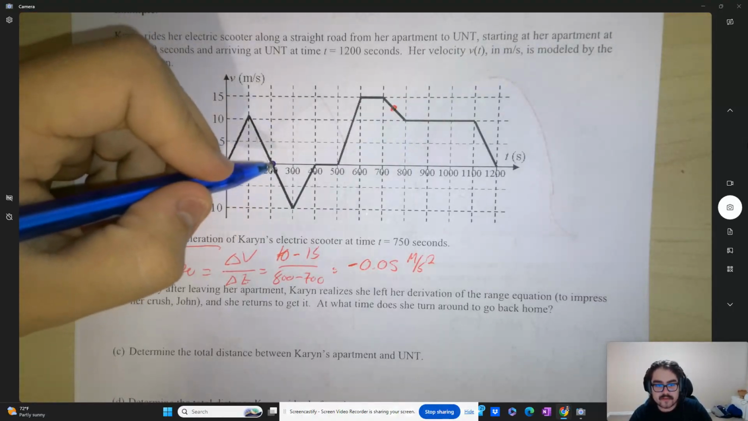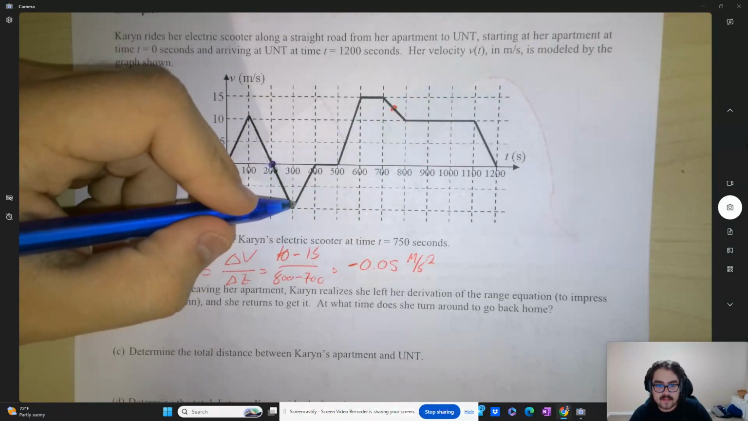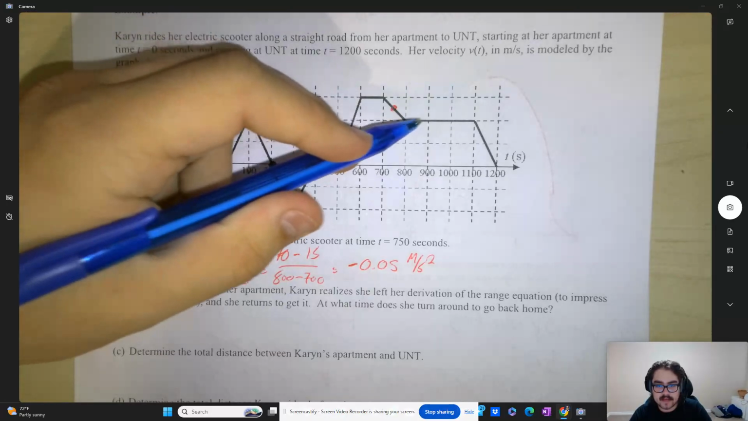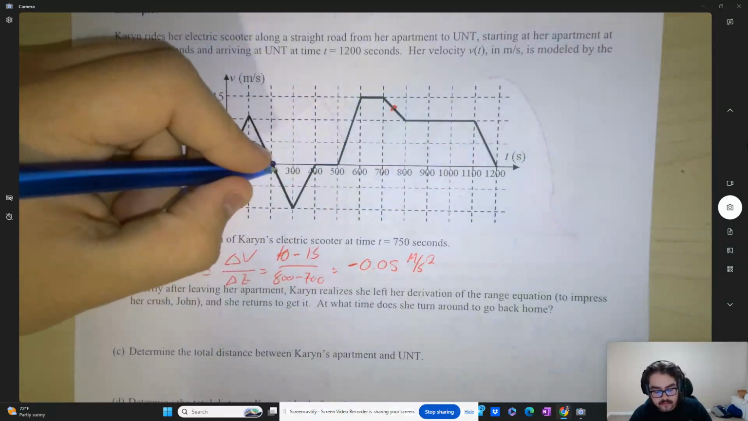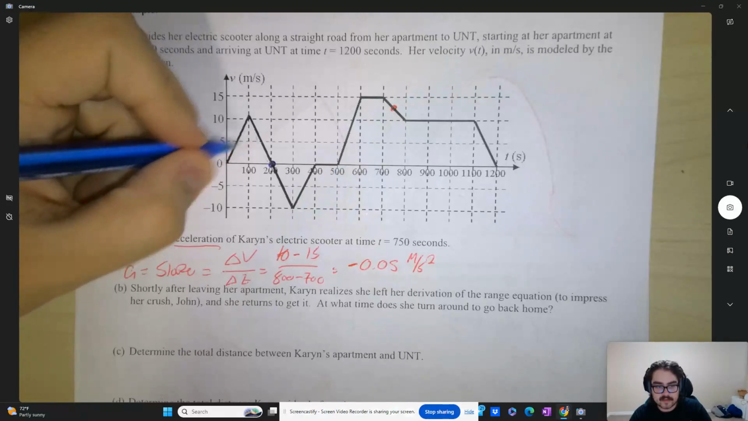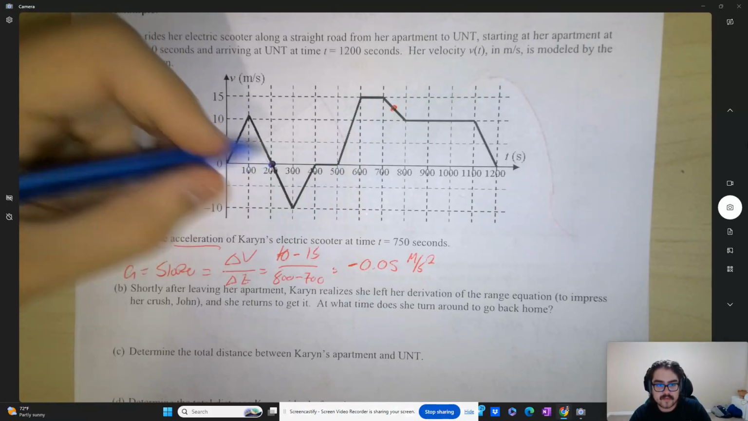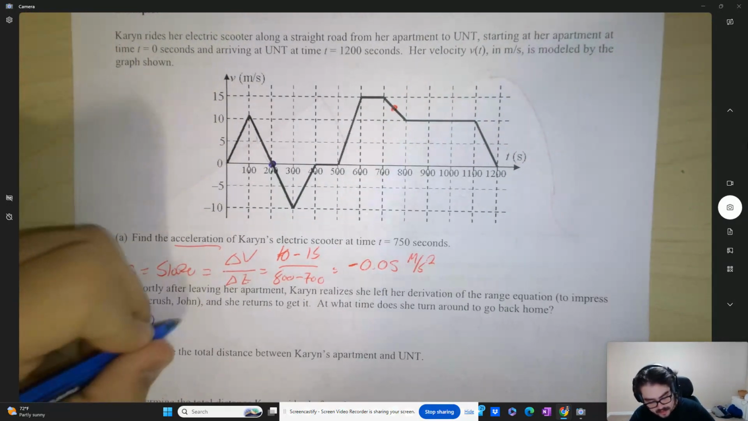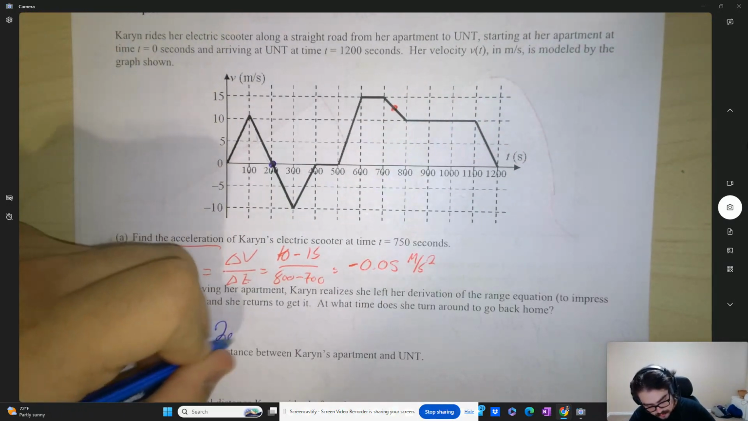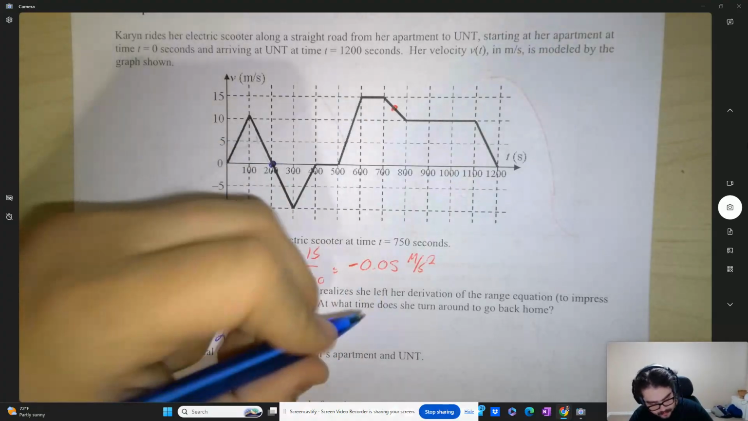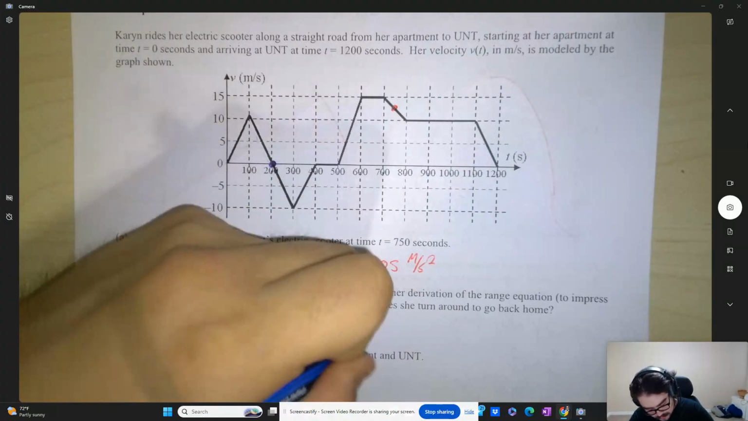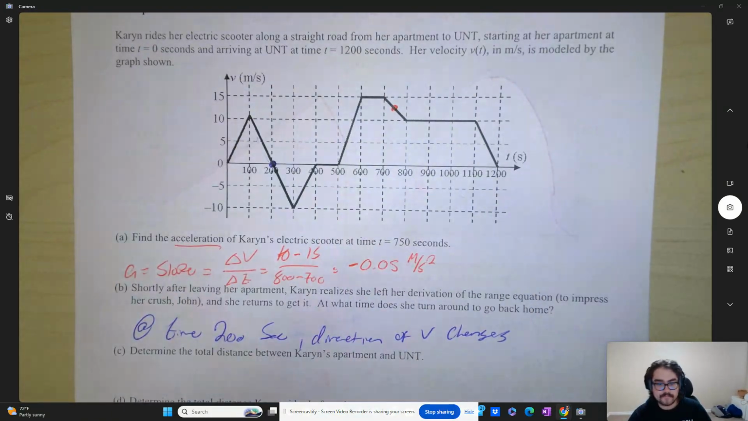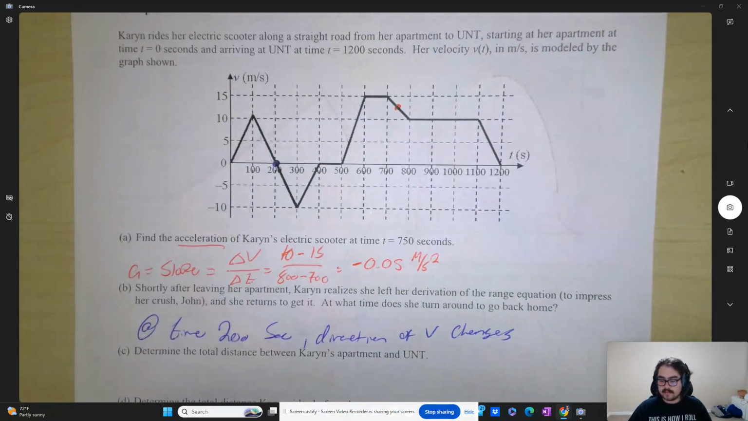Then you notice that she speeds up in the negative direction, then stops for a second, and then goes back in the positive direction. So right here is when she goes from the positive direction to the negative direction. That means she turns around at t equals 200 seconds, because the direction of v changes.